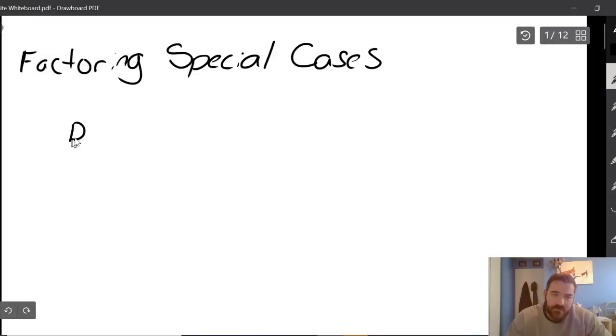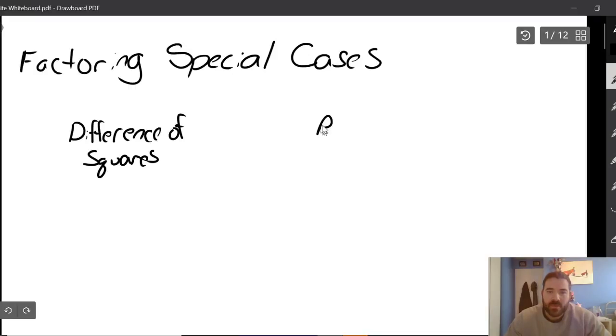difference of squares, which you may remember from last year, and perfect squares. And I'll give you an example of each.